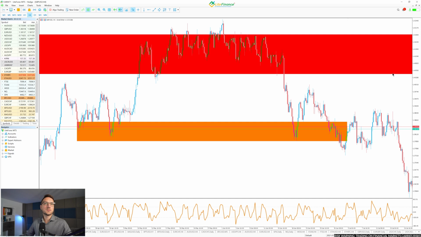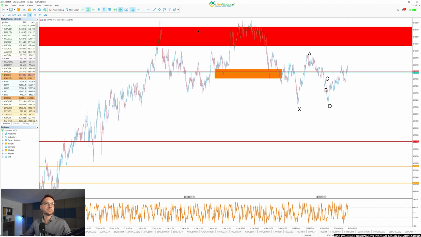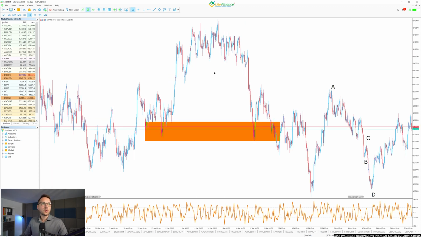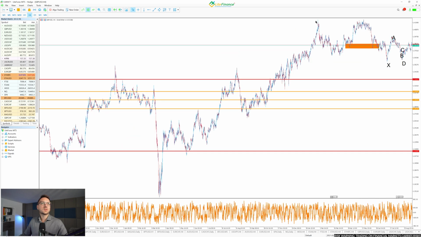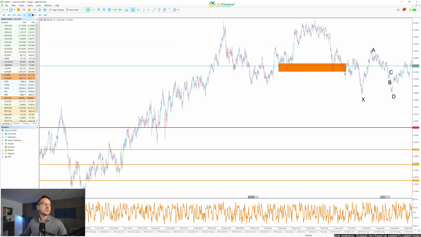And maybe let's delete this red zone. Where is the boundary? Okay, so what we had here, this was a very strong resistance level. So therefore, in such a situation, let's of course mark it. We have 2 peaks over here, even 3.